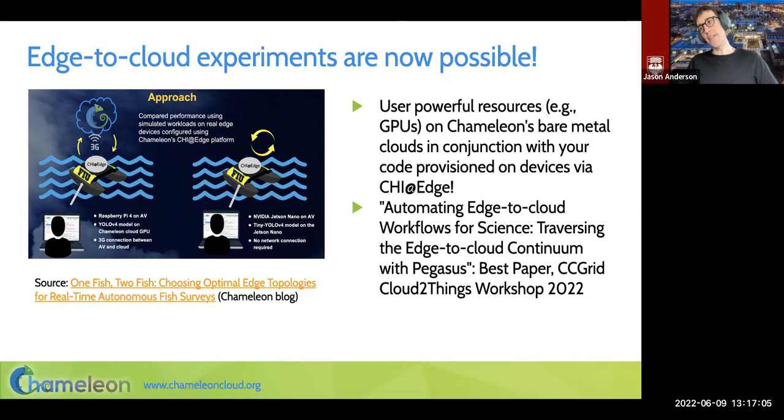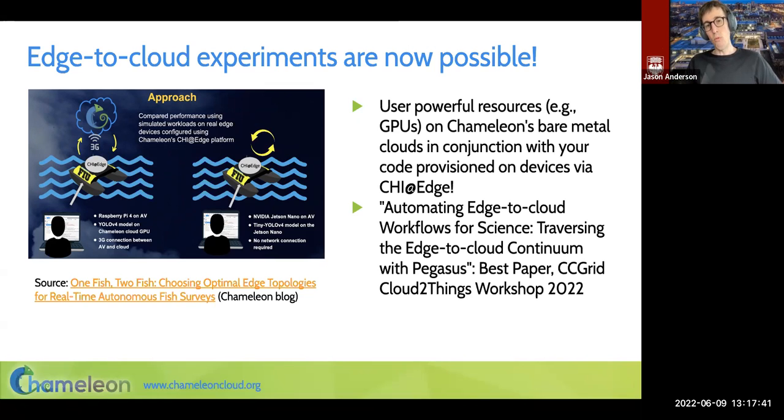So looking at basically, if we have the Raspberry Pi device, it's not able to do very good inference locally, and it's like sending the data up to the cloud to do inference, versus having a Jetson with an onboard GPU would be able to perform inference on board the device. So those types of experiments are now possible from the same testbed interface as the rest of Chameleon, which is quite nice.